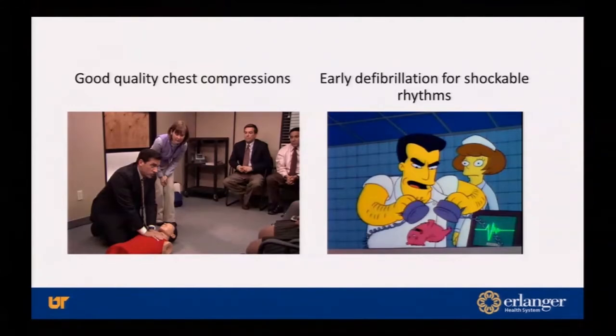Perfusion, right? So we just talked about neurologic outcome. So good quality chest compressions are going to give you perfusion while you're figuring out what's going on, okay?